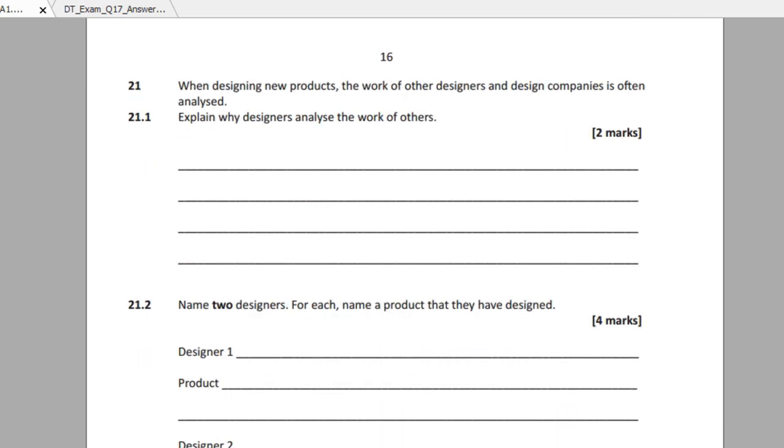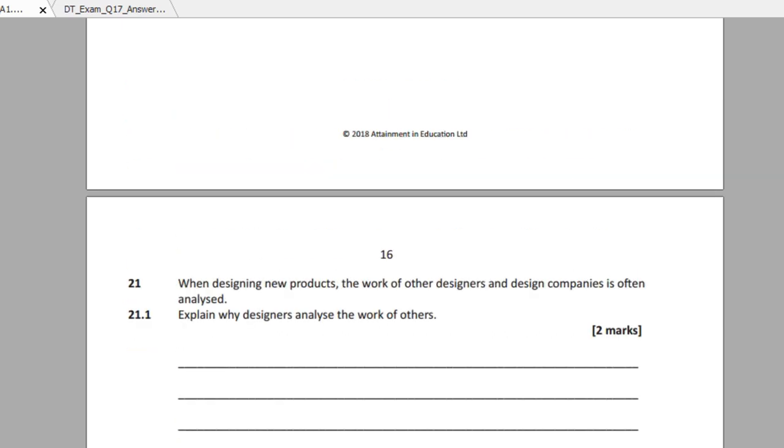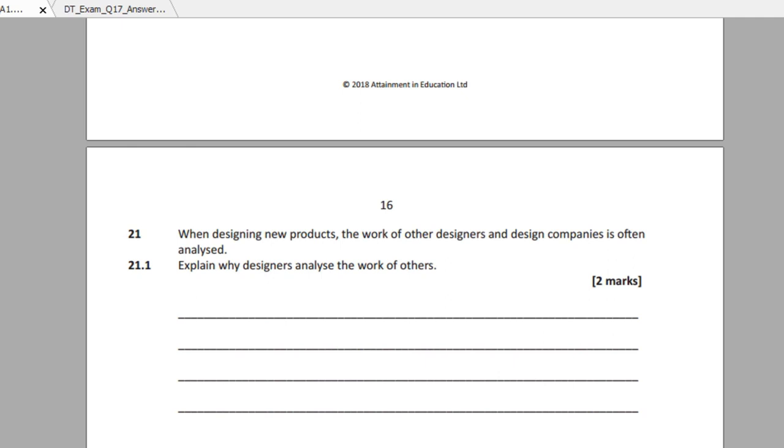Okay, question 21.1, it says, when designing new products, the work of others and design companies is often analyzed. Explain why designers analyze the work of others. Well, you would analyze the work of others, as we do with our product analysis, to gather information and to understand where mistakes have been made and where things have been successful.